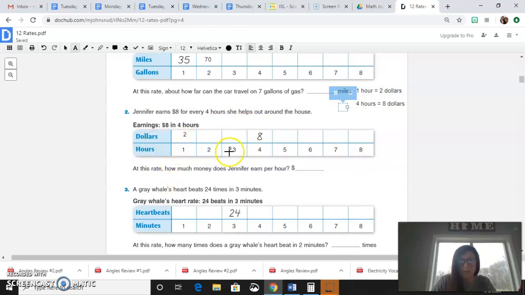So if you see 1, 2, 3, 4, 5, 6, 7, 8, now it's 2, blank, blank, 8. It's going to be a pattern. So make sure that the pattern makes sense when you're done completing that, okay?